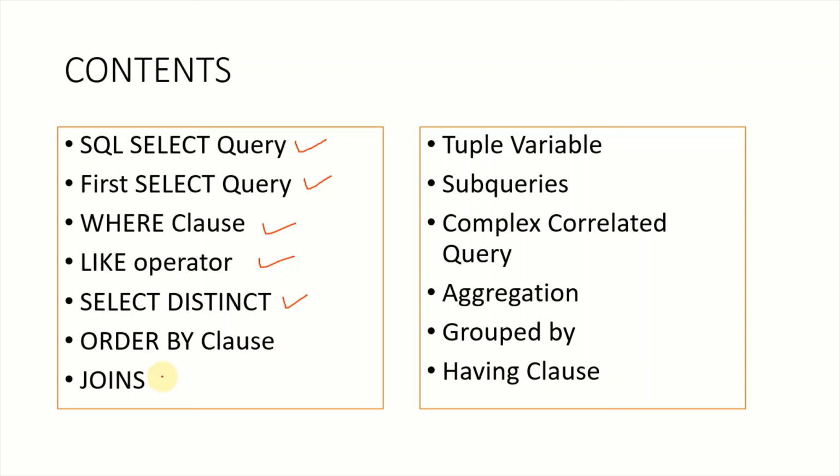Then we took some data from multiple tables, and also we studied tuple variables, subqueries, query inside query, and then complex correlated queries, and aggregation. In aggregation we studied sum, average, minimum, maximum, and count. Group by is used if items are repeated and we are applying some aggregation on such items, and for that purpose we can group the results. Then at the end we used the having clause. The having clause is used for using the aggregation in a condition.